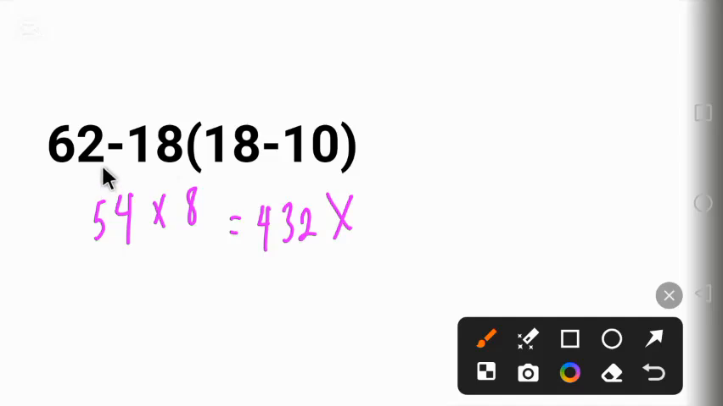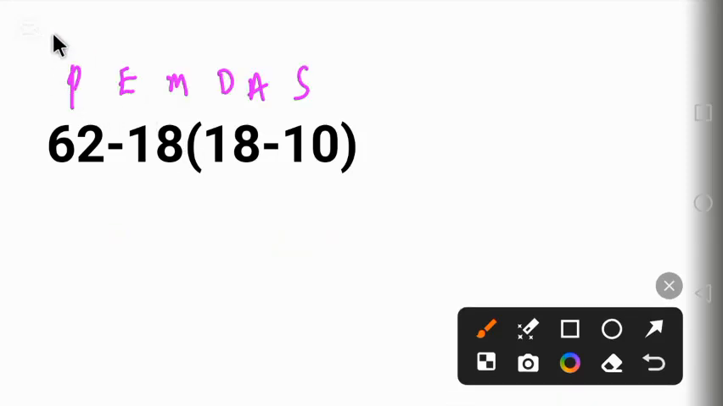To solve this question correctly, we have to follow the order of operation called PEMDAS. Some countries call it BODMAS. Using this PEMDAS, P stands for parentheses. Parentheses is the one here, 18 minus 10. So we begin with that.